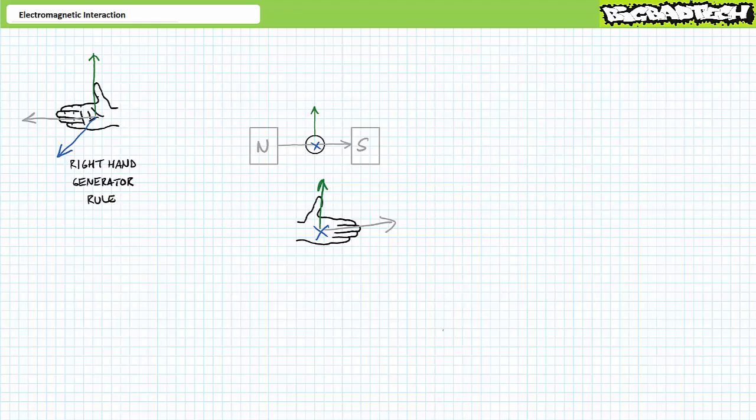This is generator action. Generators use the interaction of magnetism and movement to create electricity. You'll note in this example, we pushed the conductor upwards through a stationary magnetic field. What if we did something different and kept the conductor stationary and instead pulled the magnetic field downwards? Would anything change? Not in the slightest. Keeping the conductor stationary and moving the magnetic field down is the exact same thing as moving a conductor upwards through a stationary magnetic field.